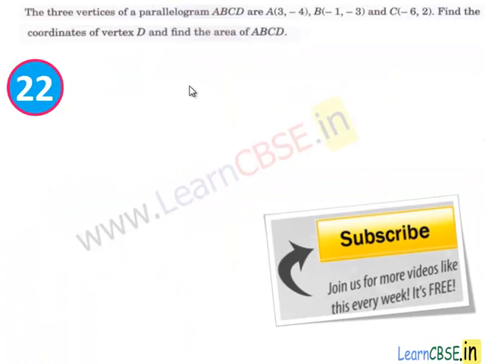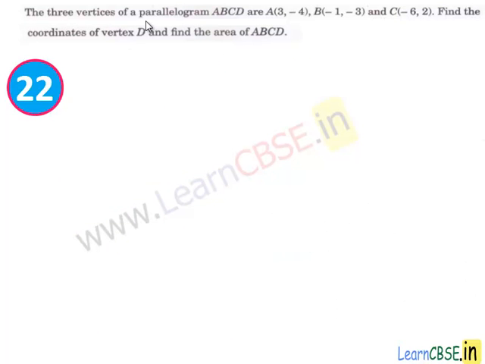Let's move to the next question. In this question, we are given three vertices of a parallelogram ABCD and their coordinates are (3, -4), (-1, -3) and (-6, 2), and we have to find out the coordinates of vertex D and the area of the parallelogram ABCD. Let's work out the problem.